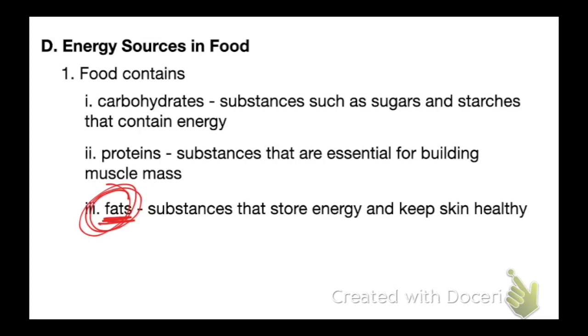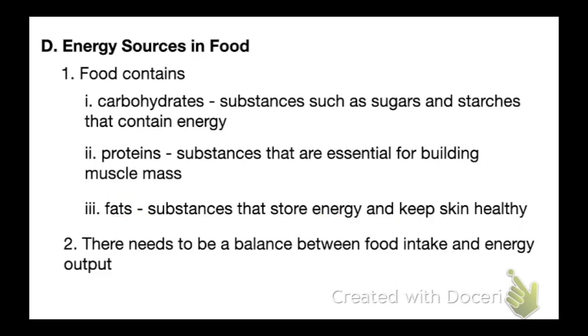Fats are healthy. Now you got to have a balance, but fat is where energy gets stored, and it also helps your skin be healthy. Okay, that's just two things I'm going to mention about fats. Don't be afraid of eating fats. You just have to have a balance. Okay? All right. And there needs to be a balance between food intake and energy output.